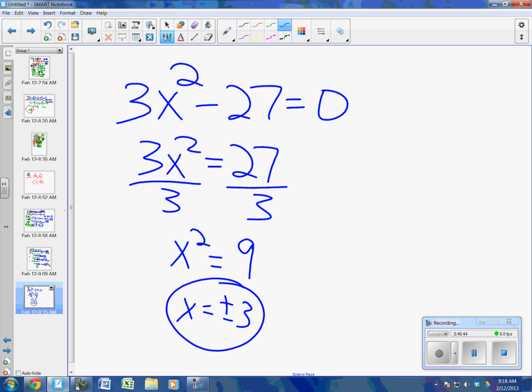Do you understand that? Now, it doesn't mean it's always going to come out to be a real number. I could come up with the square root of something, right? Because in this case, 9 is a perfect square, so it came out to be plus or minus 3. But that's the fastest method. How many of you use the quadratic formula on this?